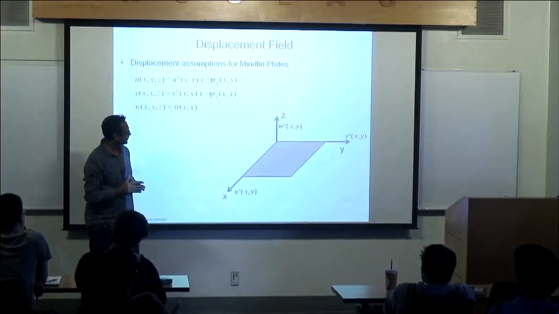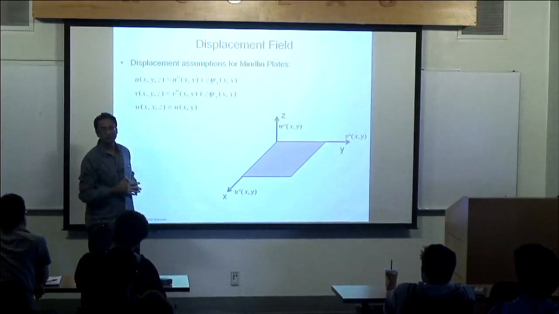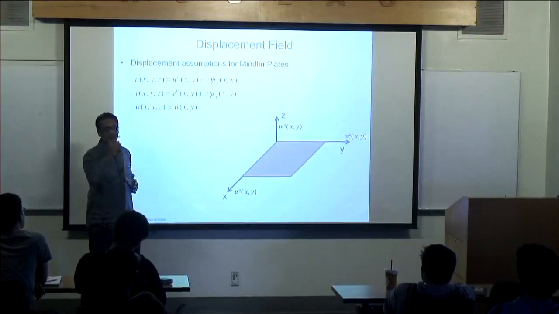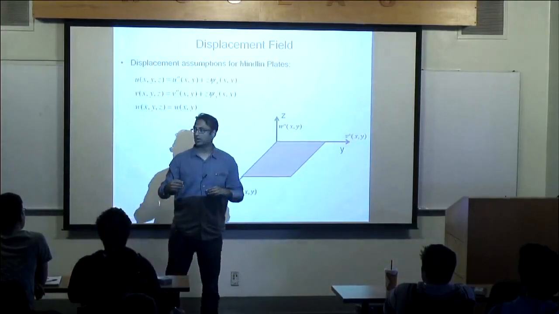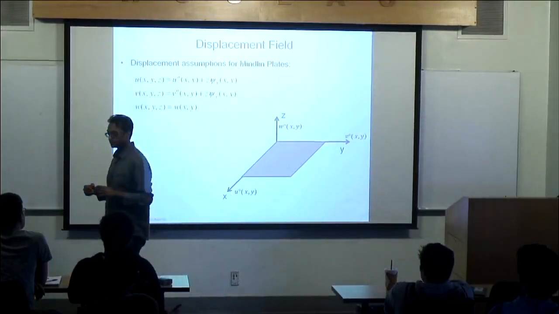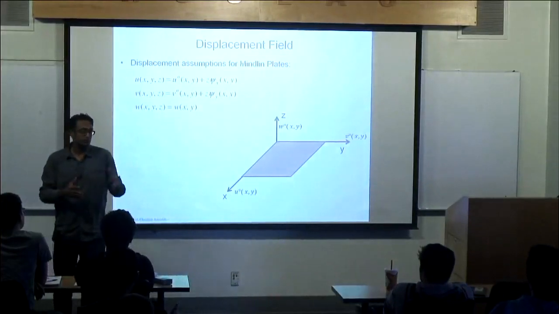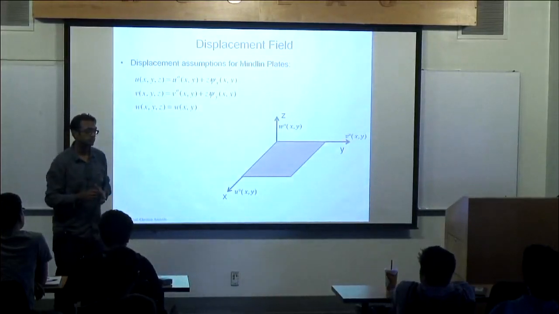And so in this theory, how many unknowns do you see here? How many unknowns do you think we have? Five. We have 1, 2, 3, 4, 5. Five unknowns. So now I want to have more degrees of freedom per node. Okay? Any questions on this?